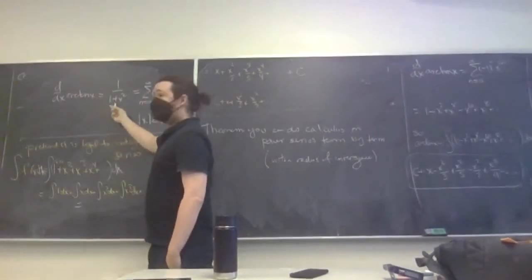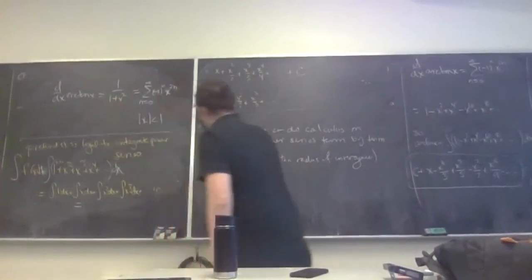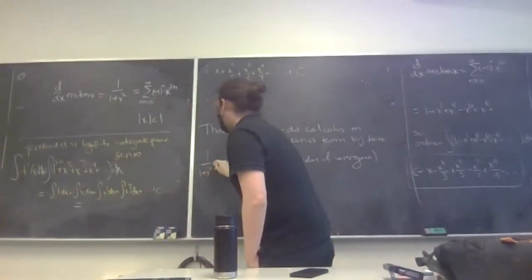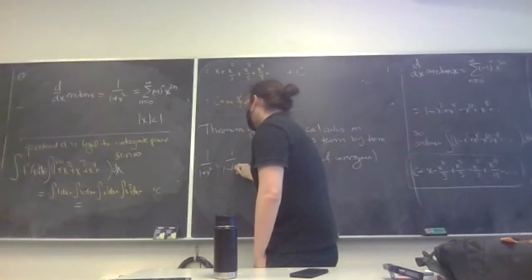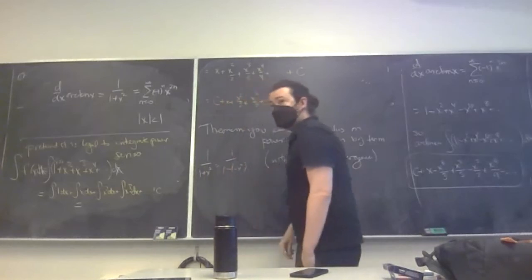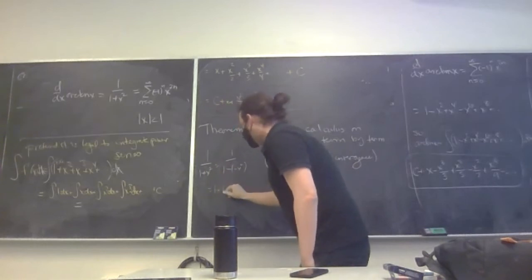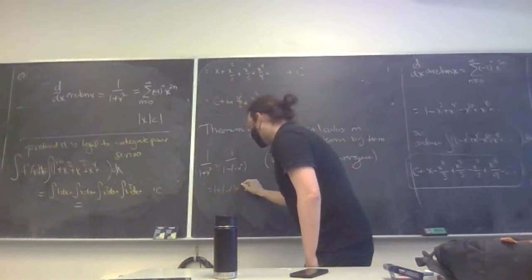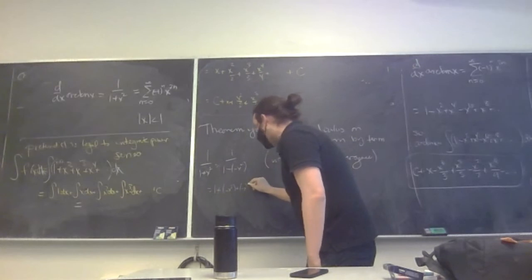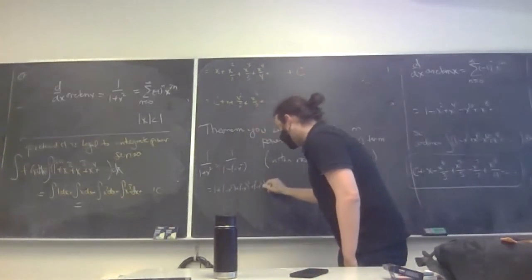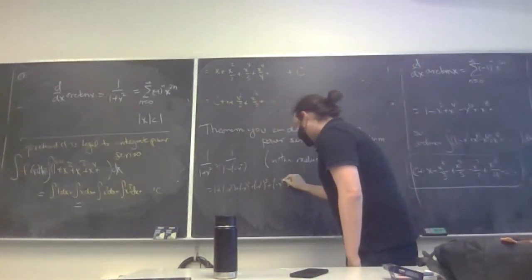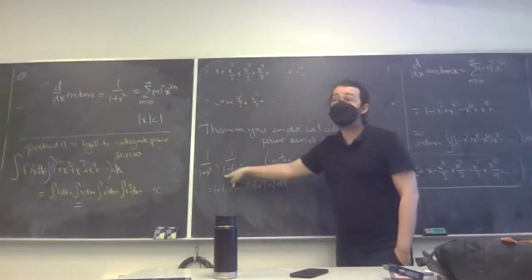Well, 1 over 1 plus x squared is the same as 1 over 1 minus x squared. And the series for 1 over 1 minus x squared is 1 plus minus x squared plus minus x squared squared plus minus x squared to the third, and so on. Because that's the geometric series, right?